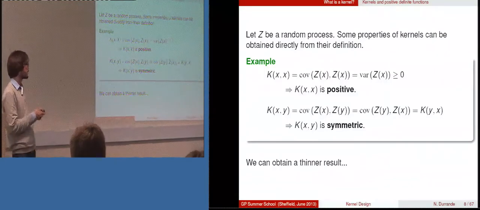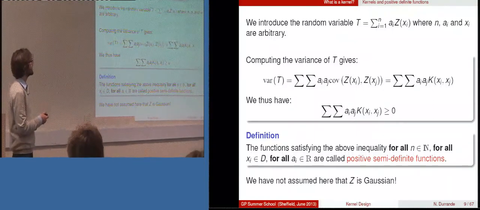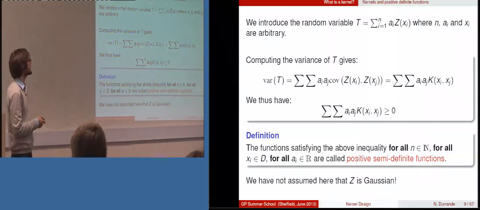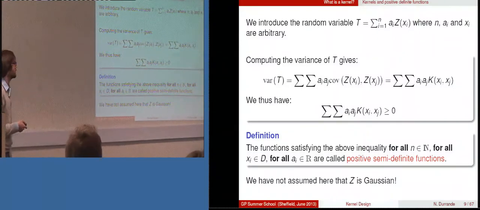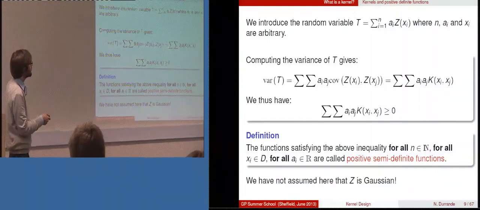We can obtain one that is much finer, which is the following. We introduce the random variable t, which is equal to a linear combination of the process evaluated at some arbitrary points x_i, and we set n, a_i, and x_i to be arbitrary. So n is a natural number, a_i is a real, and x_i is a point in the input space. If we compute the variance of this, we obtain this expression. So the variance of t is equal to that. By definition of the variance, this has to be greater or equal than 0.